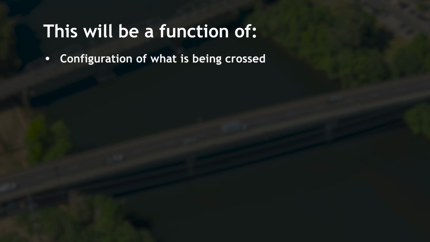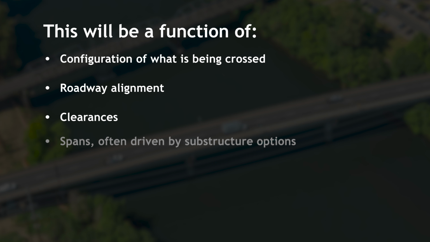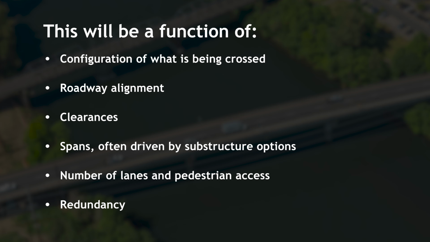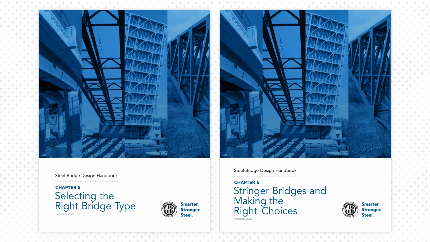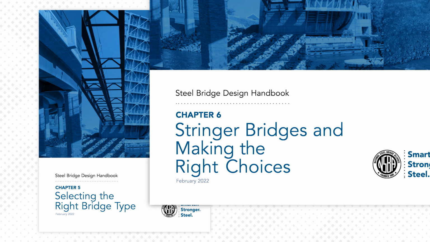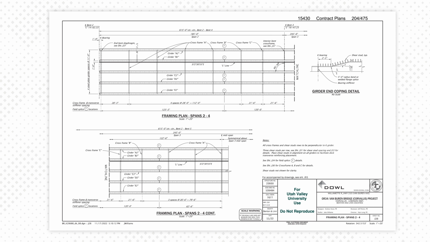A next step in bridge design is to determine its structural configuration. This will be a function of configuration of what is being crossed, roadway alignment, clearances, spans, often driven by substructure options, number of lanes and pedestrian access, redundancy. The Steel Bridge Design Handbook, published by the National Steel Bridge Alliance, has excellent chapters on bridge type selection and stringer bridge configuration. With the bridge configuration, an engineer can then develop how the beams are laid out in plan view, known as the framing plan.